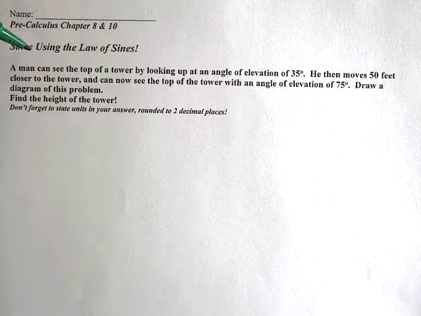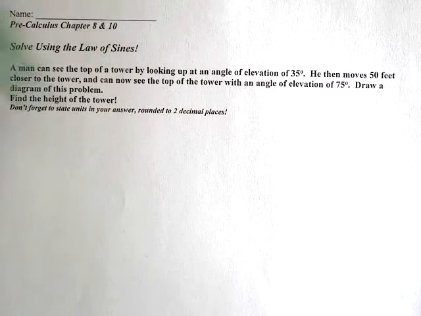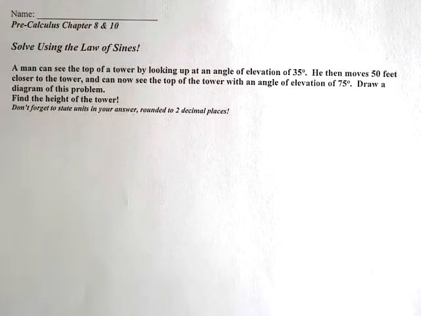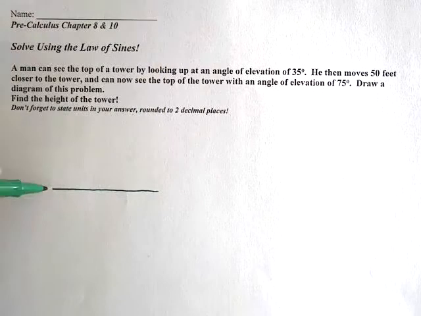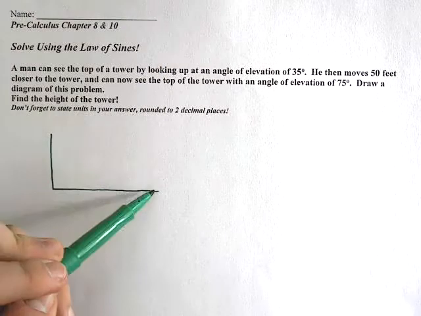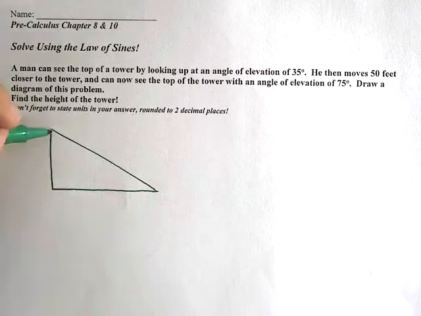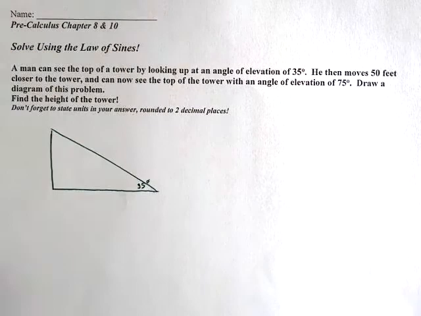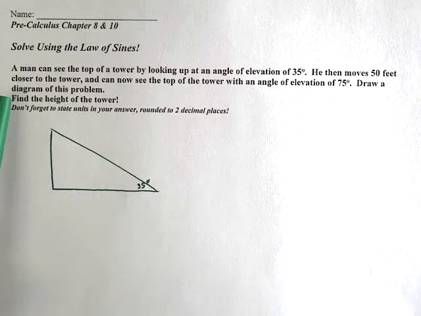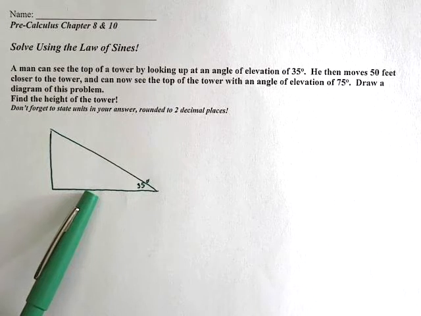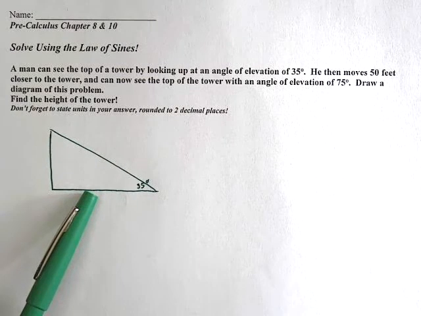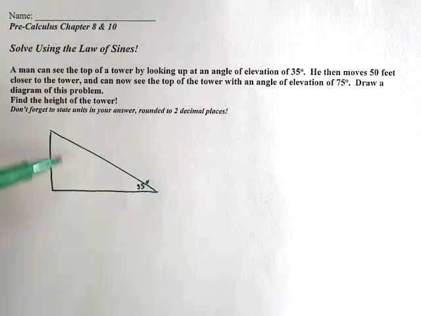We have a man that can see the top of a tower by looking up at an angle of elevation of 35 degrees. All right, so I'm going to draw that. Maybe something like this. Here's my tower, and I know the angle of elevation is 35 degrees. It then says that he moves 50 feet closer. So 50 feet closer means he's going towards the tower, but now he can see the top of the tower with an angle of elevation of 75 degrees. So maybe something like this.